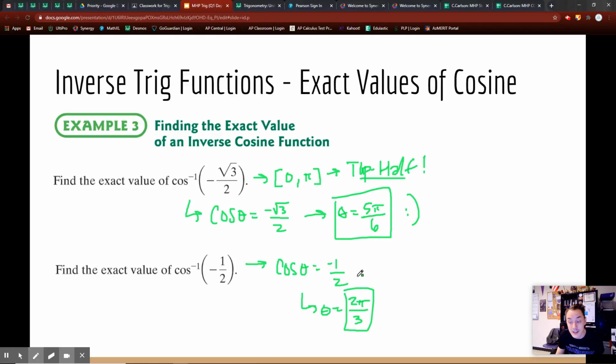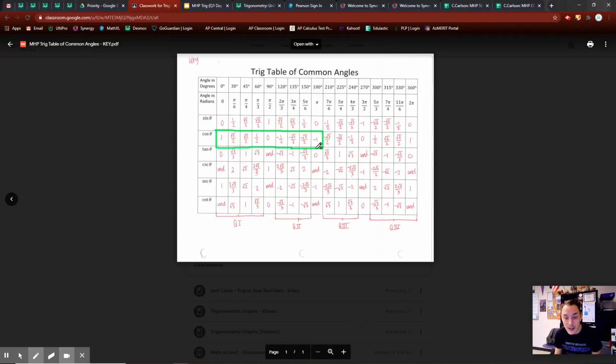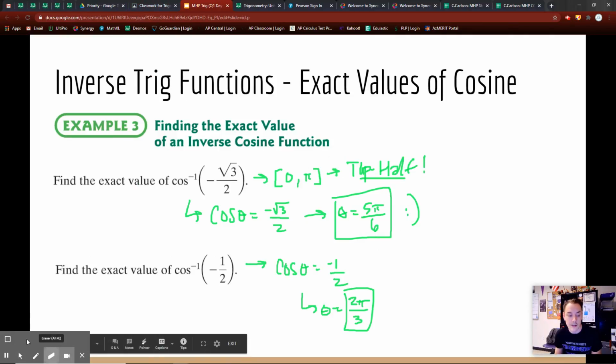Boom. Done. Easy. And I could have just as easily used the table that the last slide gave you that I posted there. Or you can just use your unit circle. Or you can use your little trig table right here. Either way, you would still get the exact same answer.